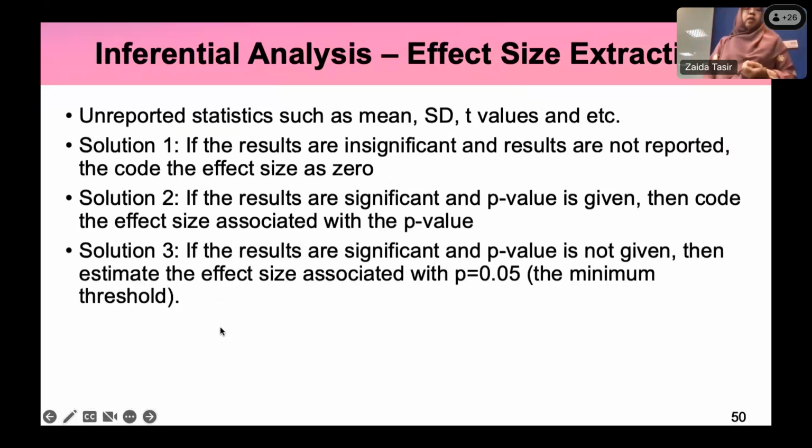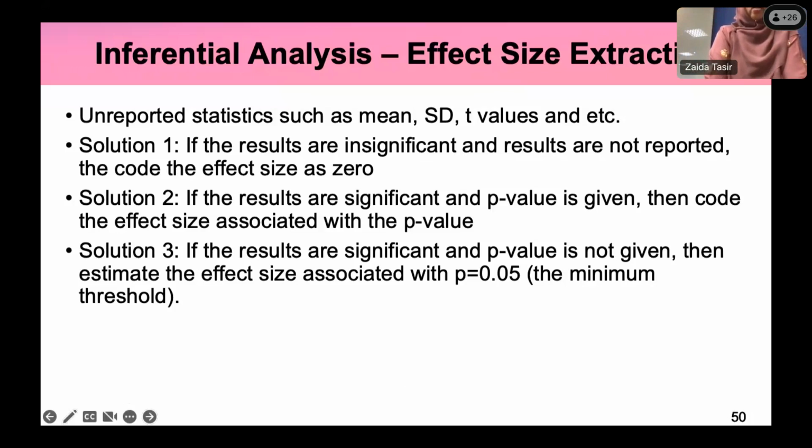So for effect size estimation, when statistics such as mean, SD, and t value are unreported: Solution 1, if the results are insignificant and not reported, you code the effect size as 0. If they did not report the insignificant result at all, you put the effect size as 0. Solution 2, you can take the significance or p value given, then assume it as an effect size. Or you can calculate it.